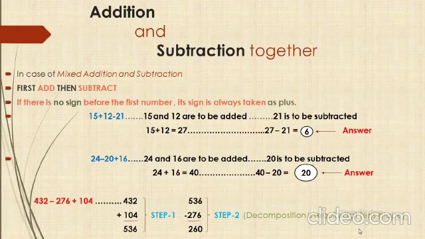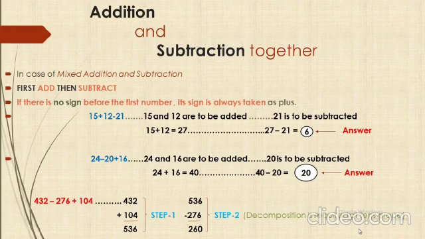Now, in the question given, you may find more than one operation, meaning you can see the symbol of plus and also minus. So the number before which the symbol minus is given, that number is to be subtracted. The number before which the symbol plus is given, that number is to be added.